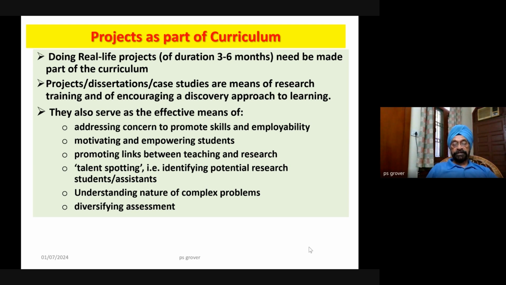The curriculum should have a syllabus prepared according to Bloom's taxonomy, and projects should be made part of the curriculum. Because projects, dissertations and case studies are means of research training and encouraging a discovery approach to learning. They also serve as effective means of addressing concerns to promote skills and employability, motivating and empowering students, promoting links between teaching and research, talent spotting, understanding the nature of complex problems, and so on. So the curriculum that you design should have projects.